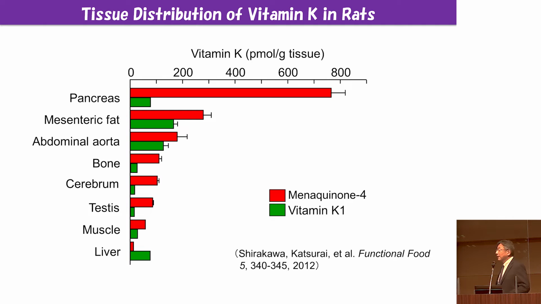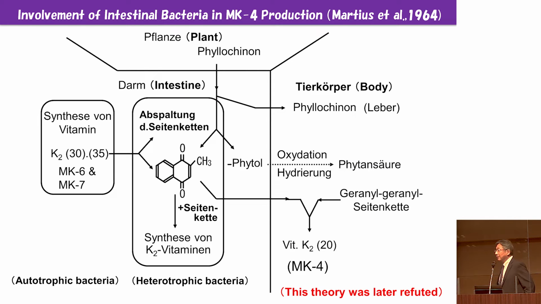The Japanese researchers also have great contribution to reveal the mechanism of menaquinone-4 conversion from vitamin K1, that is the main form of vitamin K in our diet. Actually, the phenomenon of conversion of menaquinone-4 from vitamin K was already known 60 years ago. This was the conclusion made by Martis and his team in their paper about the conversion of vitamin K1 and menaquinone in 1964.